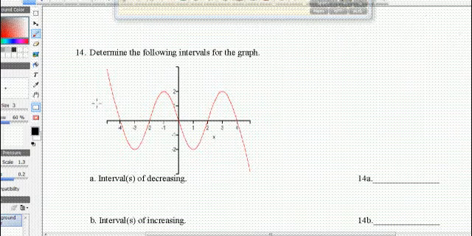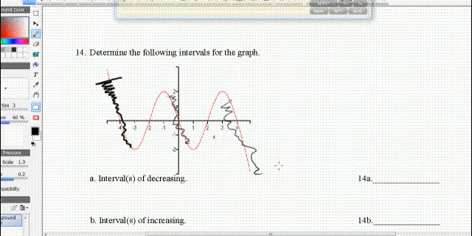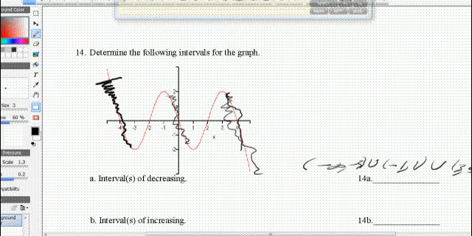Question here says interval of decreasing. That's decreasing. That's decreasing. That's decreasing. So we should be going from where? Minus infinity, open, minus 3 because it's the x, or minus 1 to 1, or 3 to infinity. Notice that's the interval of decreasing, but how do you report your answer?